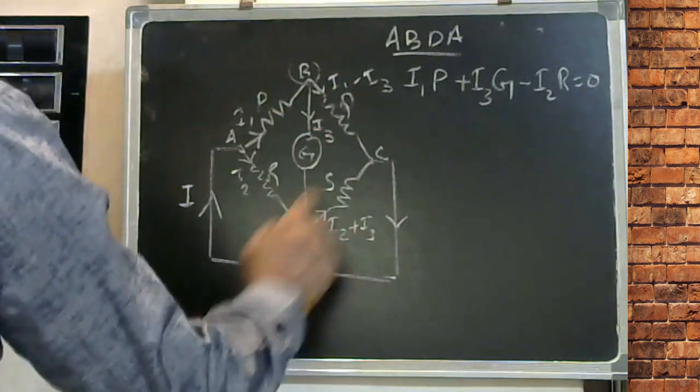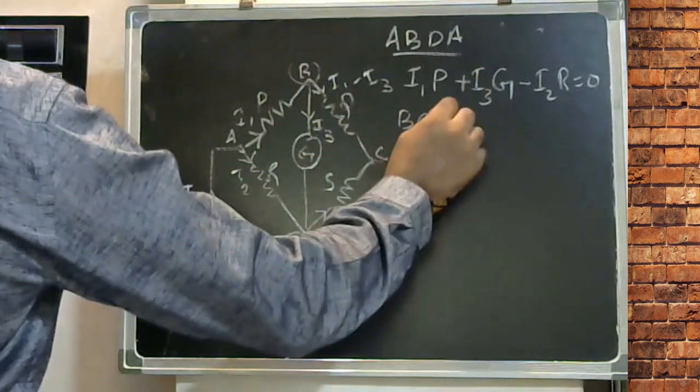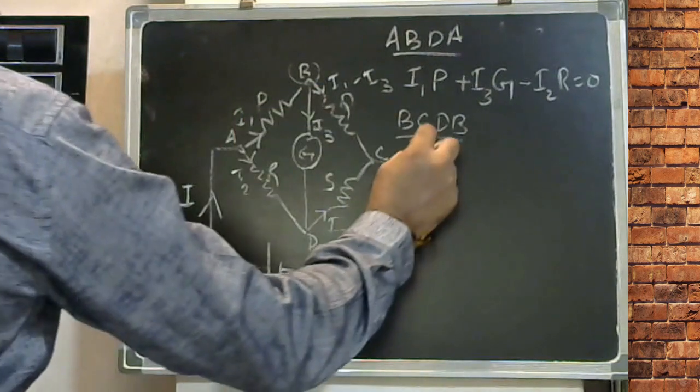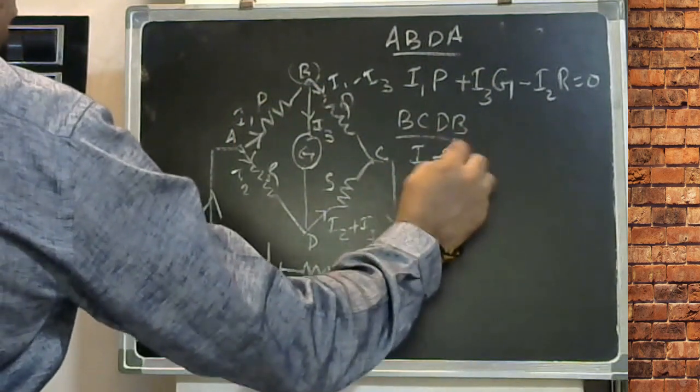Then I take BCDB. I'm going from B to C, current is with me from B to C. So it's going to be I1 minus I3 times Q, positive.